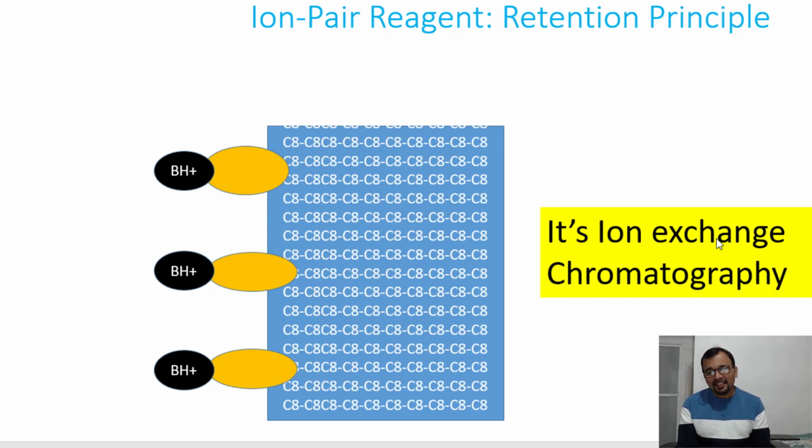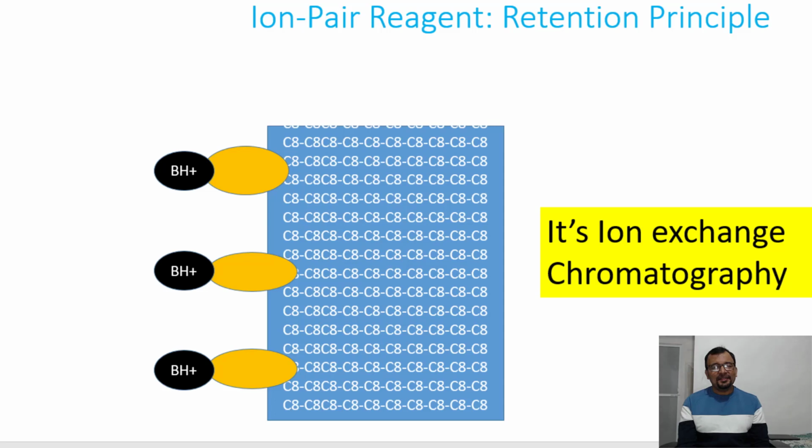So in short, the ion pair reagent acts like ion exchange chromatography. The protonated base will get retained onto the ion pair reagent because of the exchange of the counter ion. And here the counter ion is what? Na plus, the sodium ion. So the sodium ion goes out and the protonated base comes in onto the stationary phase, and because of that the retention happens.